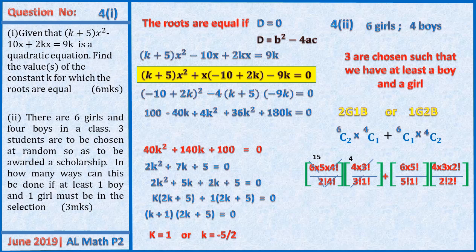When we cancel out, we'll be left with 15, 4, 6, and 6. So we have 15 times 4, which gives us 60, and 6 times 6, which gives us 36, and a total of 96 ways. So method 2, accuracy 1.